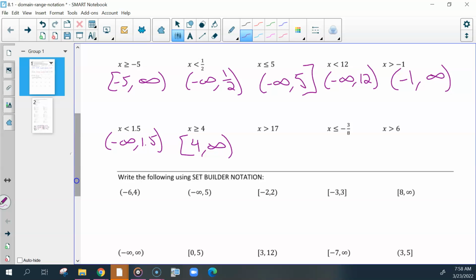X is greater than 17. Where would that start? Parenthesis or bracket? And we'll go to infinity. X is less than or equal to negative 3/8. Negative infinity. Go to negative 3/8, parenthesis or bracket. And x is greater than 6. Where would that start? Parenthesis or bracket. And go to positive infinity.